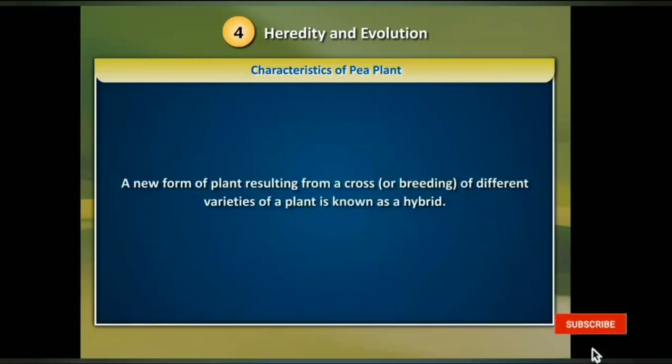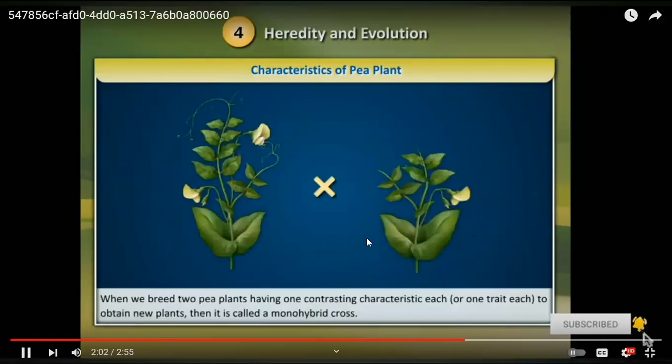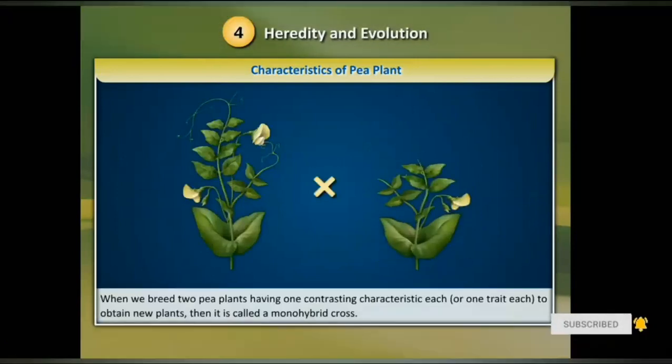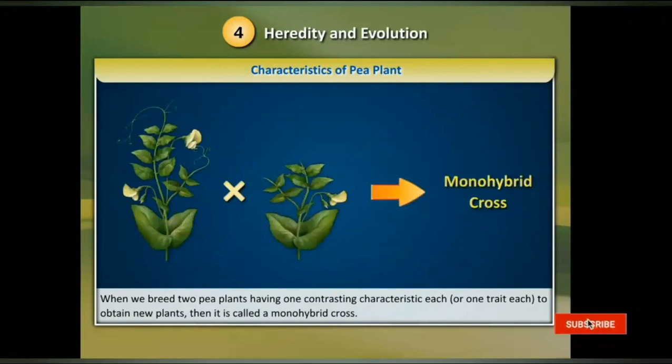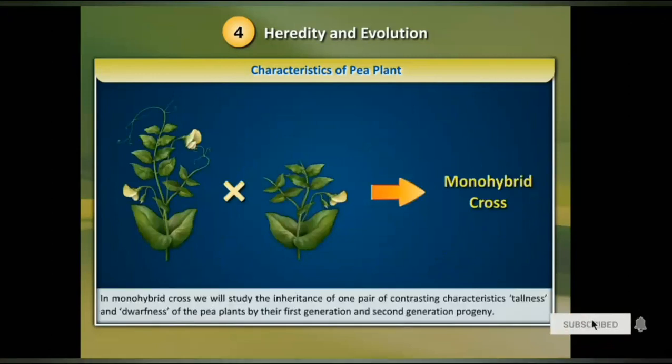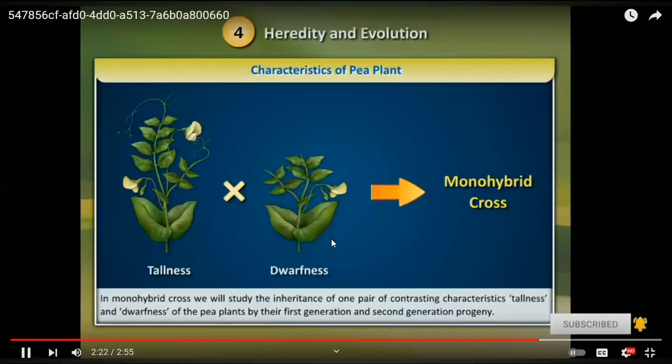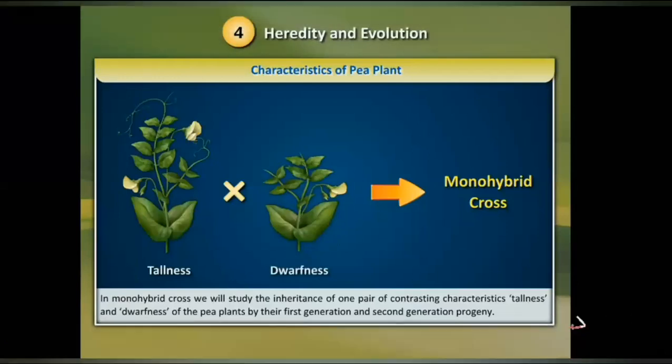A new form of plant resulting from a cross or breeding of different varieties of a plant is known as a hybrid. When we breed two pea plants having one contrasting characteristic each, or one trait each, to obtain new plants, then it is called a monohybrid cross. In a monohybrid cross, we study the inheritance of one pair of contrasting characteristics, tallness and dwarfness of the pea plants, by their first generation and second generation progeny.